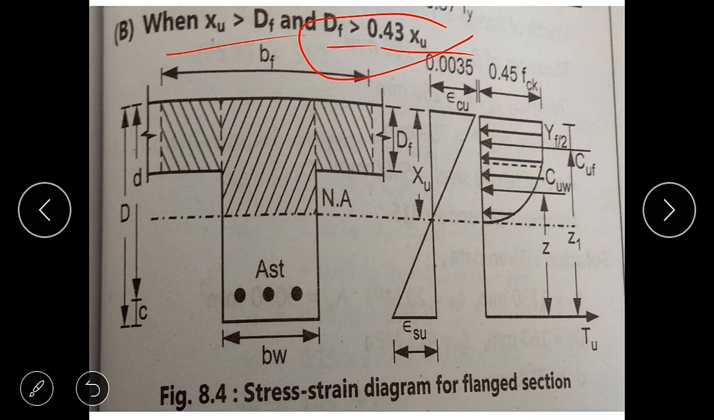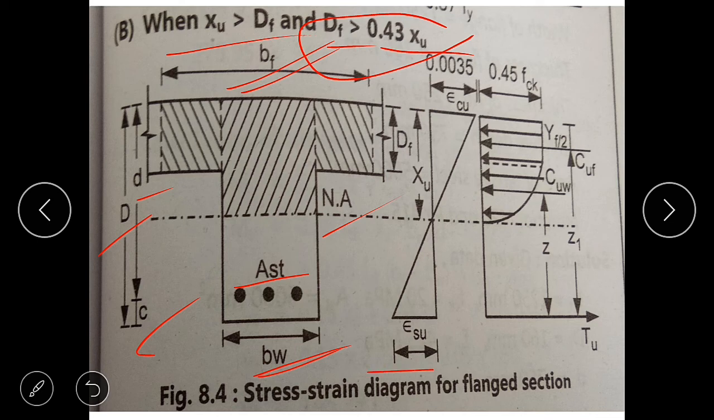So here the AST and Mu values are also different. bw is width of web, bf is width of flange, capital D is overall depth, small d is effective depth, c is cover, AST is area of steel in tension side. Here also the neutral axis lies below the flange, in the web. So it is called case number 3, and case number 3 is Xu greater than Df and Df greater than 0.43 Xu.